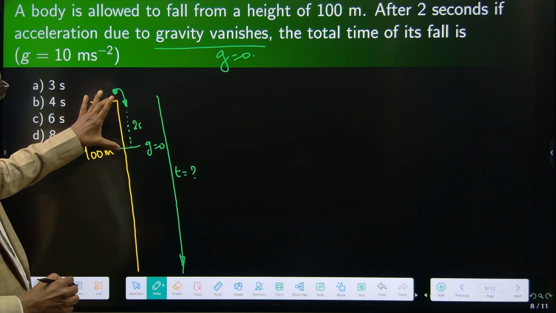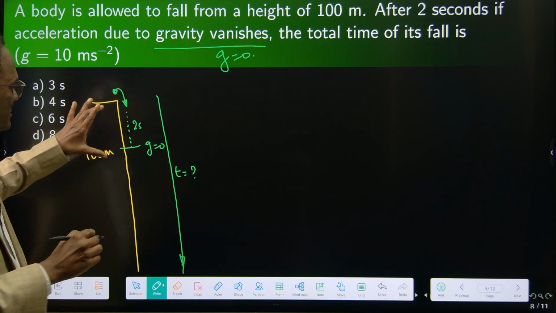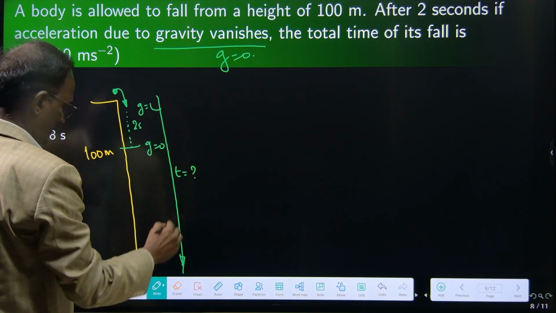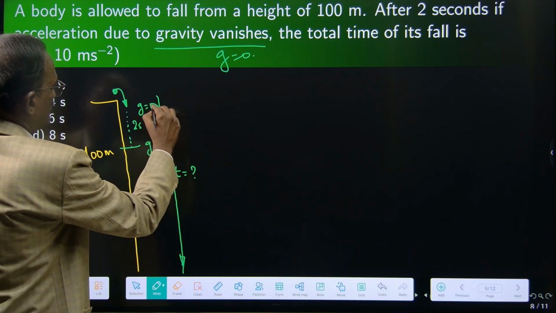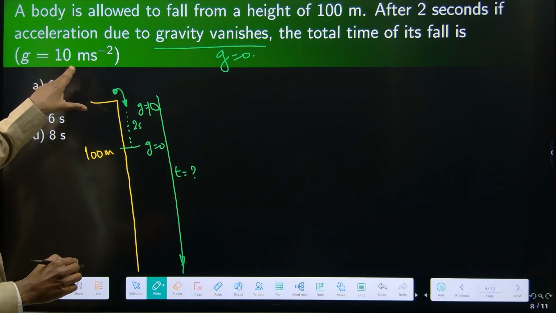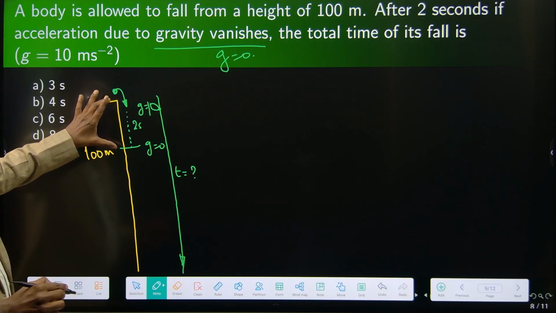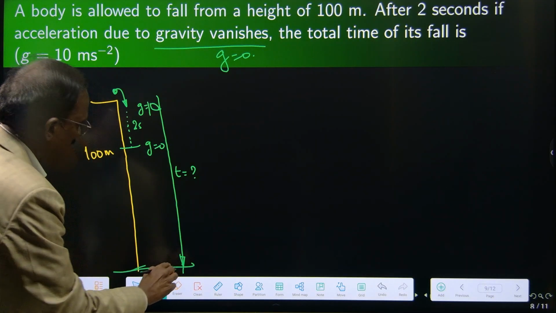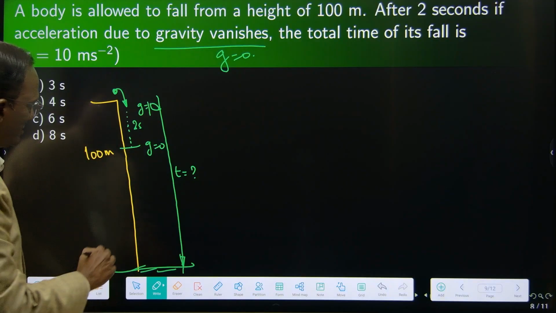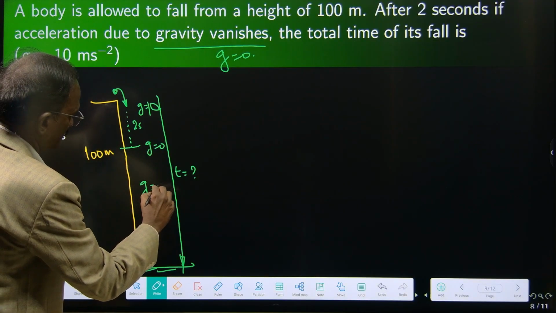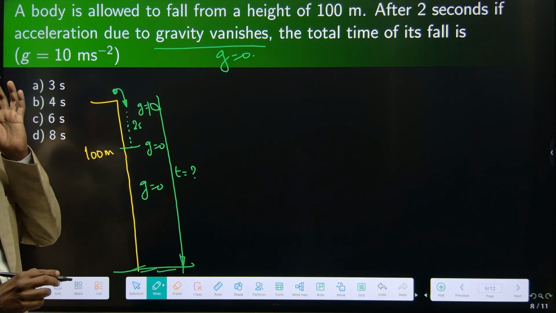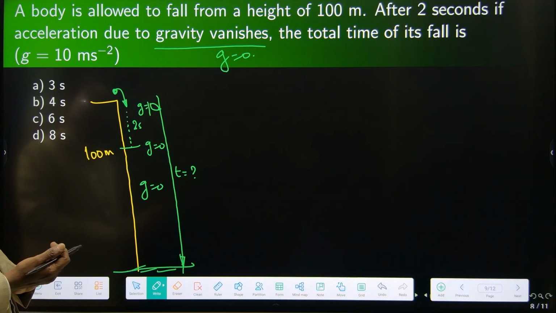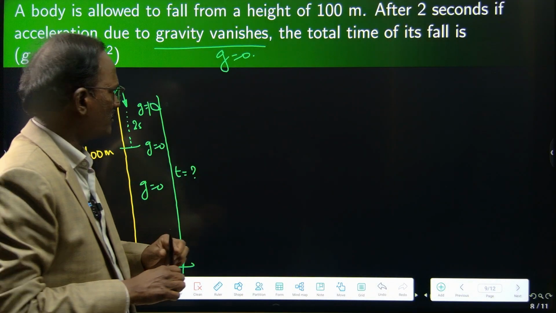So, for 2 seconds, g is equal to 10, isn't it? It is given g is equal to 10 here, for this part. For the remaining part, this is ground, for the remaining part, g is equal to 0. At this place, g is made as 0. That is, it is vanished. It is becoming 0. Right. So this is a two-part problem.